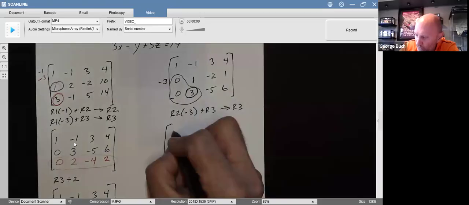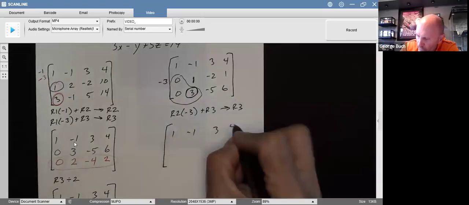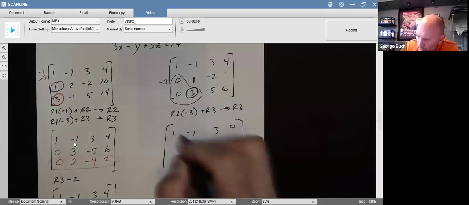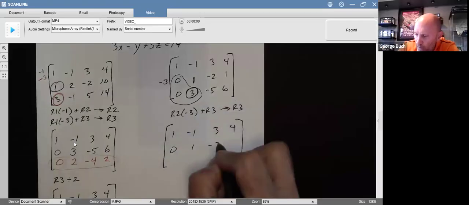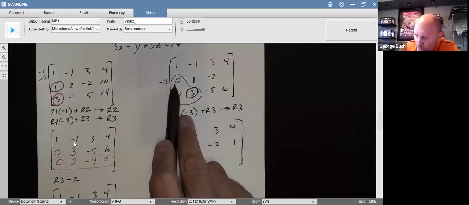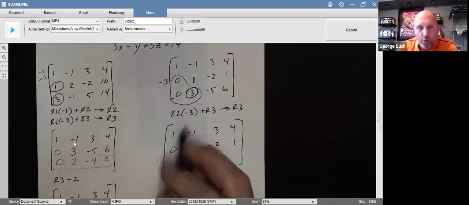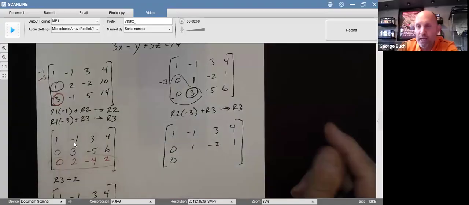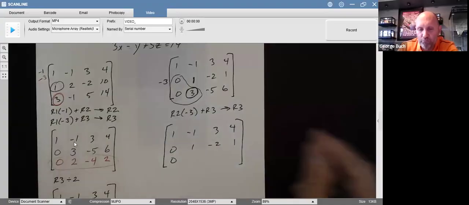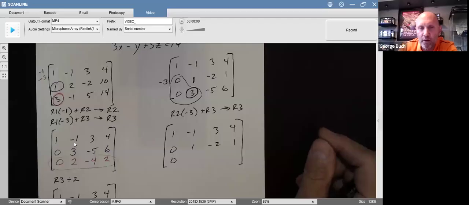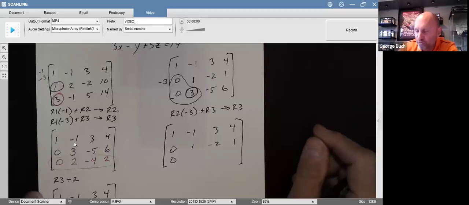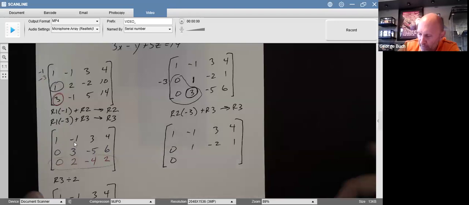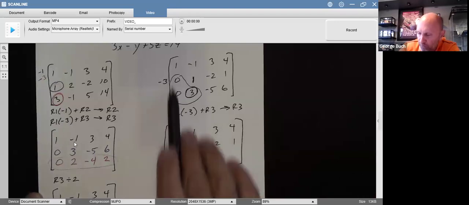So 1 stays the same, 2 stays the same. And we have what? -3 times 0 is 0 plus 0 is 0. Once you get a 0, you should not put a number back in there because now you're defeating all the work you've done. So once you have a 0, it should stay a 0. And that's why we're trying to get zeros on top of each other.